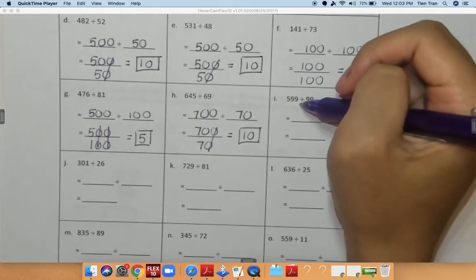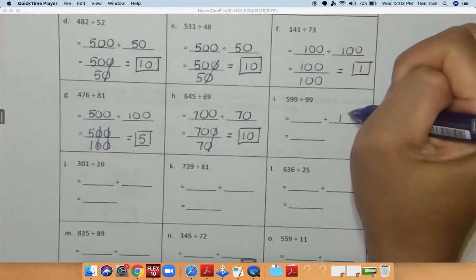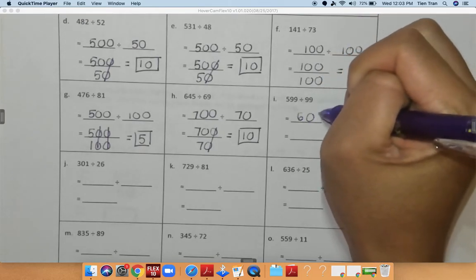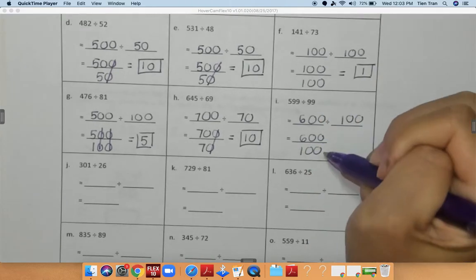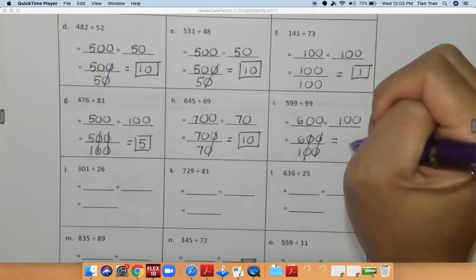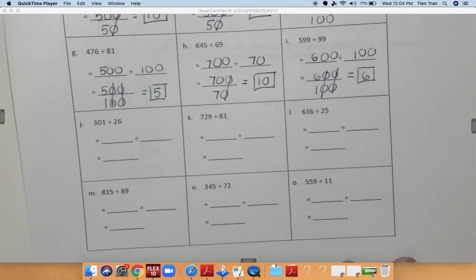Now how about this one over here? We have 599 divided by 99. I know that 99 is closer to 100 and 599 can be rounded to 600. 600 divided by 100. 0 divided by 0 is equal to 0, so I can cross those out. 6 divided by 1 is equal to 6. So my final answer is equal to 6.